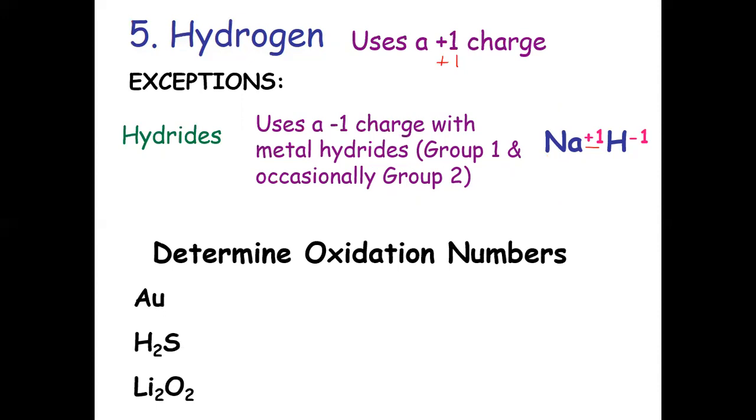So then let's determine some oxidation numbers. So we have the element Au. So then we have just one element, and we have an oxidation state of 0 because it is neutral, because it's an element and it's uncombined. Our protons that are positive equal our electrons that are negative. So now here we have a compound.